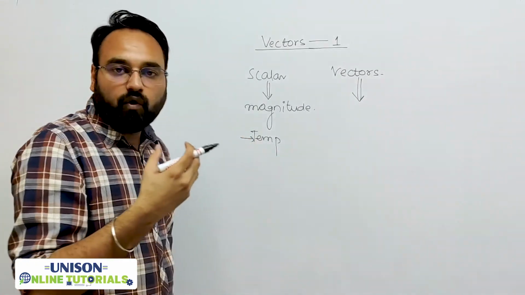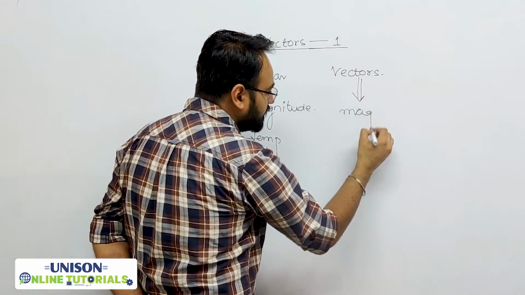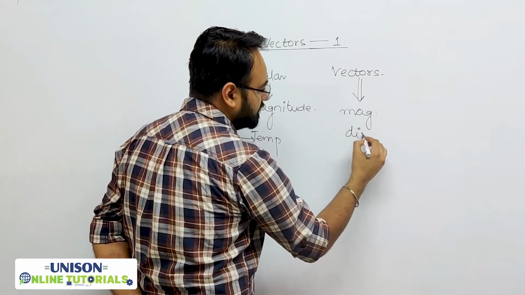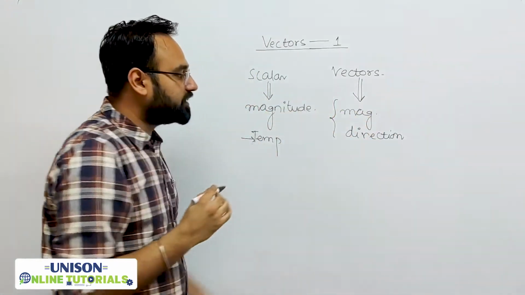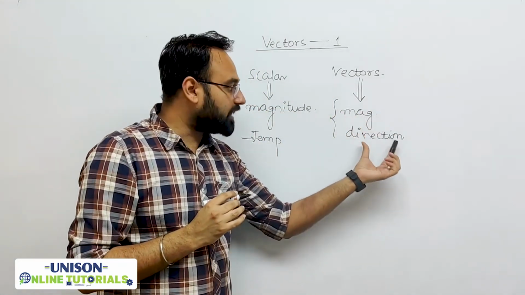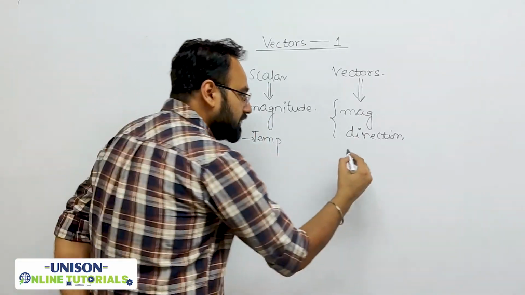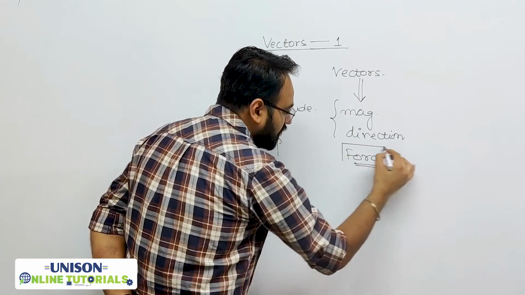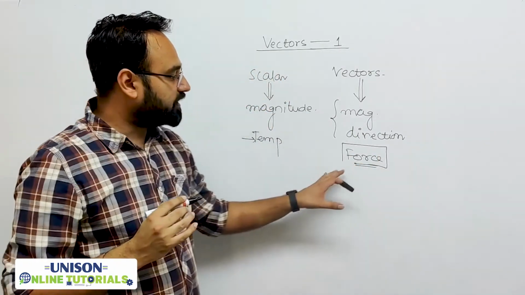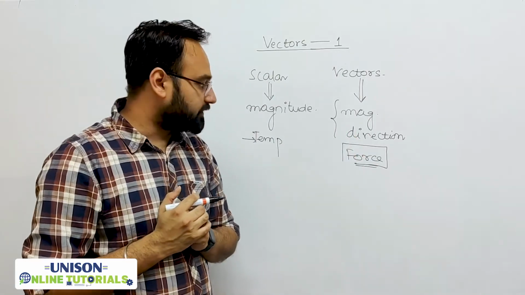Similarly, there are other physical quantities for which, when we want to represent them, we need to express their magnitude as well as their direction. So for vectors, we need to represent them in the form of magnitude, and we also have to specify a direction for them. For example, force. Force is a physical quantity for which we have to represent its magnitude as well as its direction.